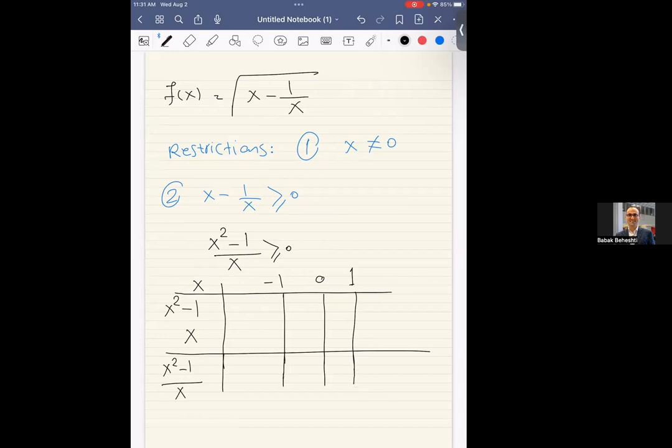Now let us look at each of them separately. X squared minus 1 would be 0 if x is -1 or 1. So at these two points, it's 0. It is positive, it's negative between the two roots, positive otherwise. This is x squared minus 1. How about x? X is 0 only when x is 0 because it's very simple. So positive, negative.